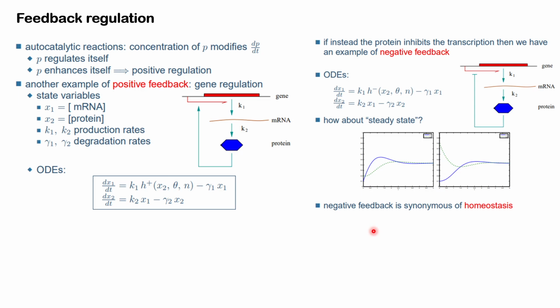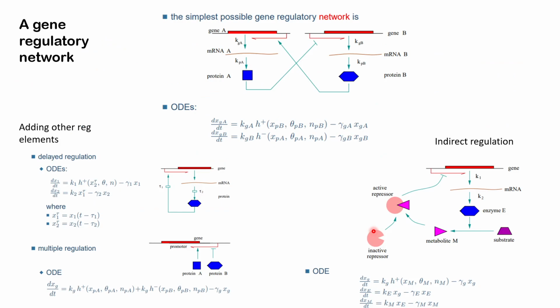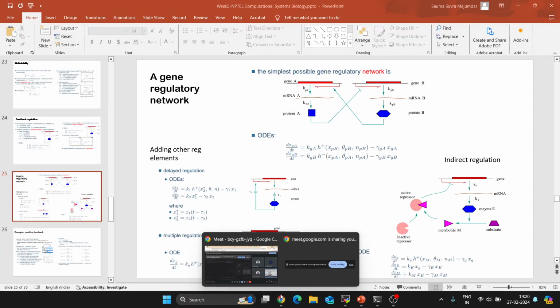Now we'll look a little bit more comprehensively into a gene regulatory network. So assume this gene regulatory network. You have a gene A and a gene B. Gene A is producing mRNA, which is producing protein A, which is inhibiting gene B. Similarly, gene B is producing mRNA B, which is producing the protein B.